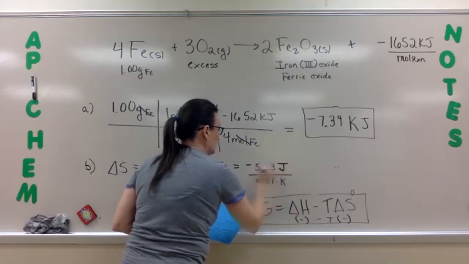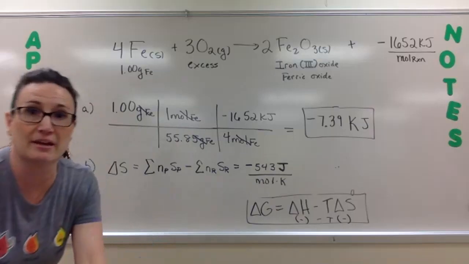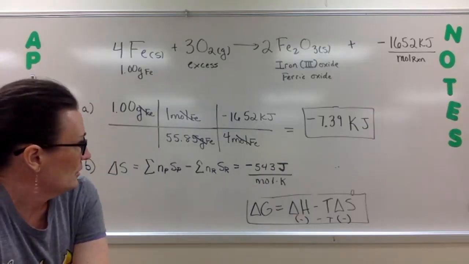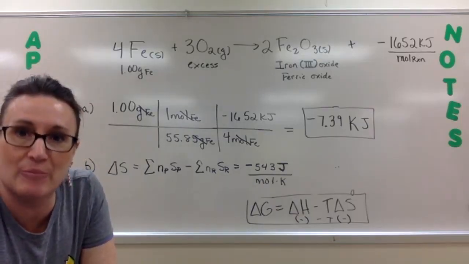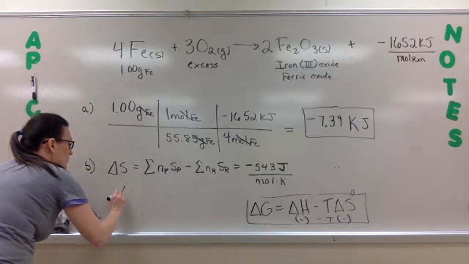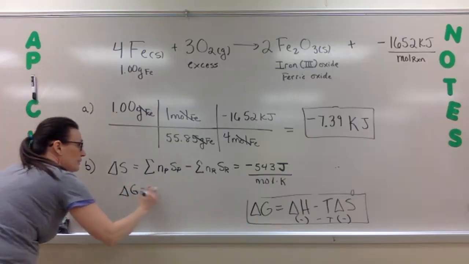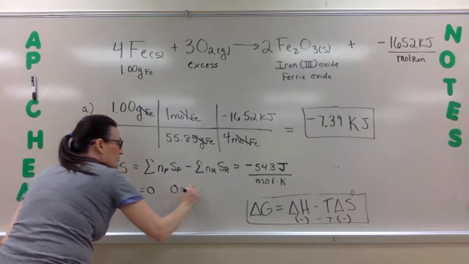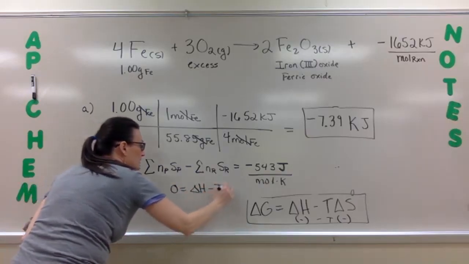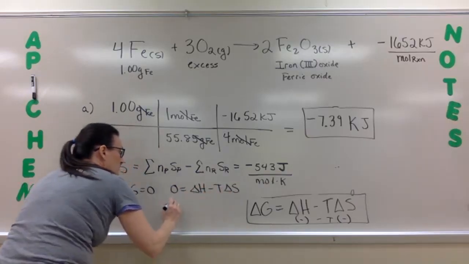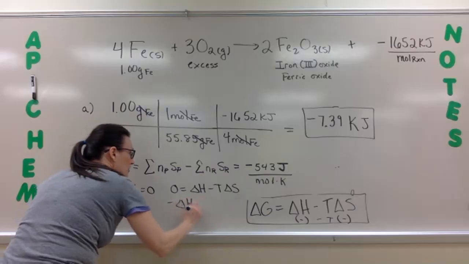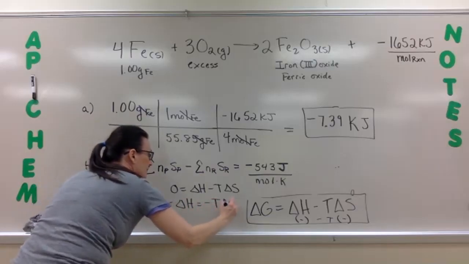Joules. And negative. It was negative, very negative. Okay, so how are we going to solve for the temperature needed? This is where I was saying you make delta G equal to 0. So then you have 0 equals delta H minus T delta S. You have negative delta H equals negative T delta S.